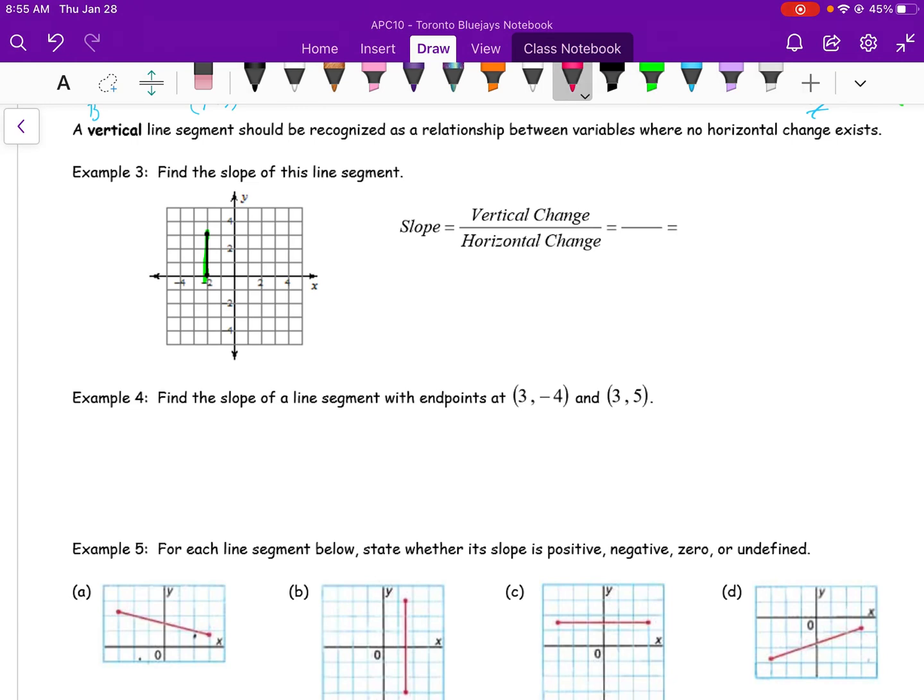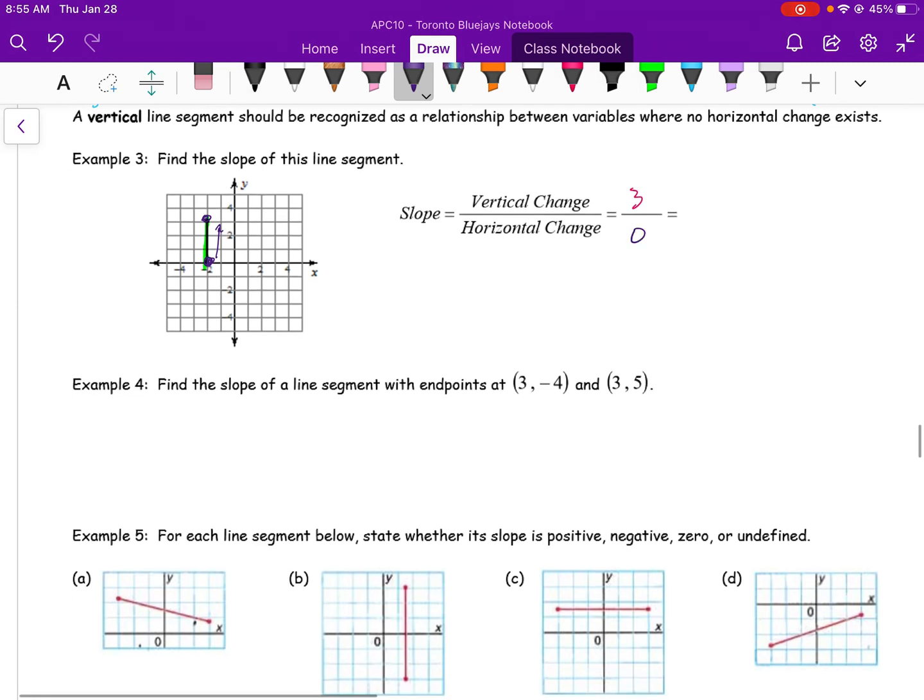So vertically, what is my vertical change? Well, what I can see is that my vertical change, I may want to write it as 3. My change of y is 3, because the way that I'm going to view this is I'm going to start there, and I'm going to work my way up to there. So it changes 1, 2, 3. The horizontal change is 0. So 3 over 0 is 3 divided by 0.